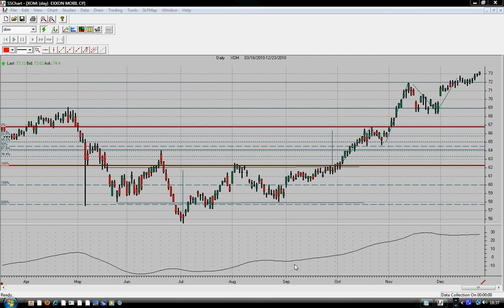Okay, and we have here the true strength index indicator. This video is about how you can use the true strength index indicator.